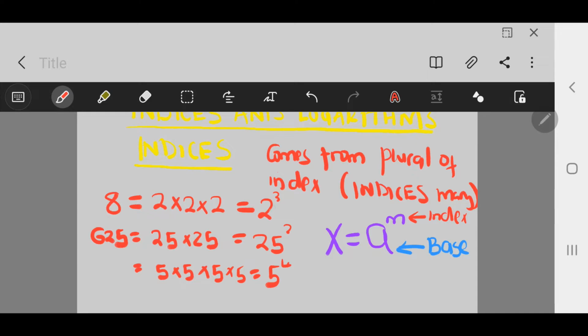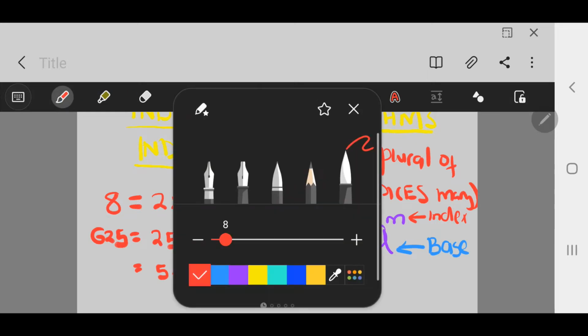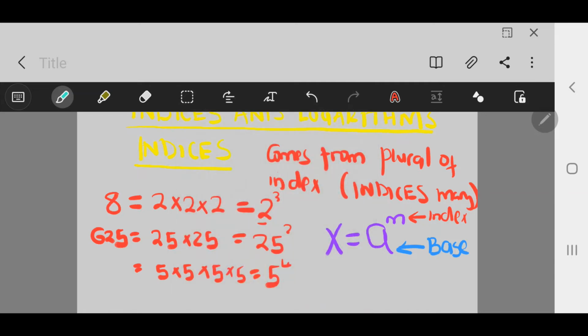For example, here the base is 2 and the index is 3, in which case that number x now becomes 8. Here the base is 5 and the index is 4, so the number becomes 625. This is how we write numbers in index form or index notation.